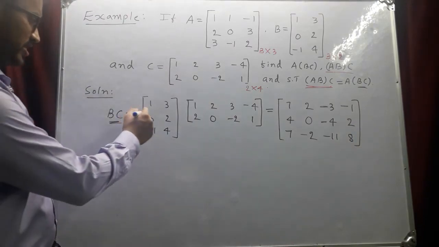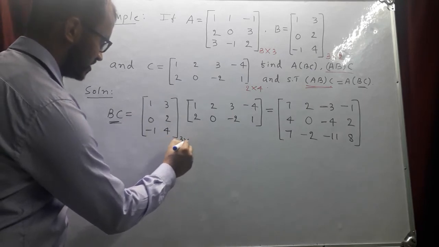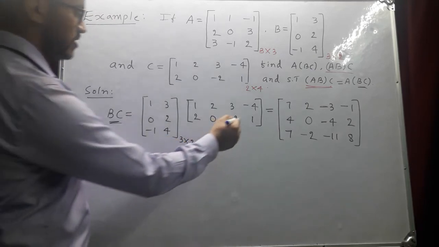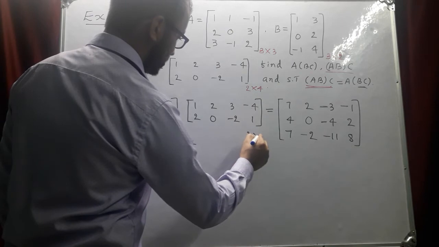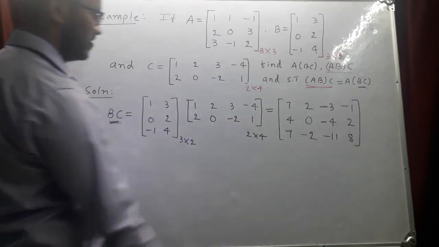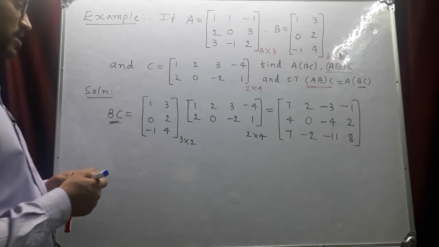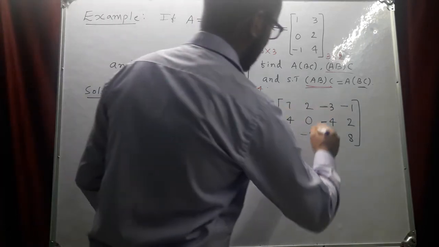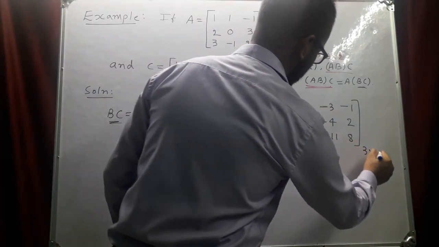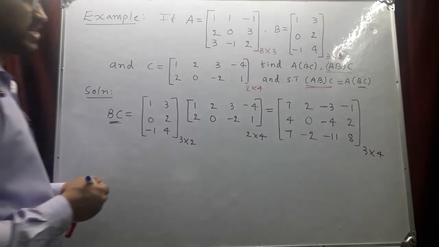Here also you can see that the order of the first matrix is 3 by 2. The order of the second matrix is 2 by 4. So the order of the product matrix, we got 3 rows and 4 columns. So that is 3 by 4.